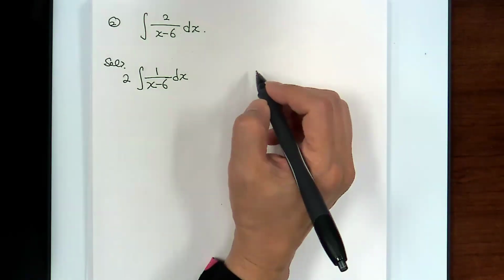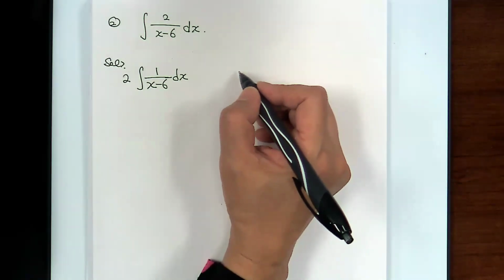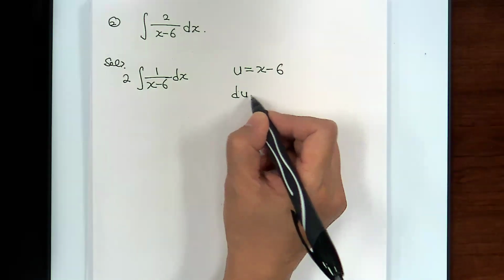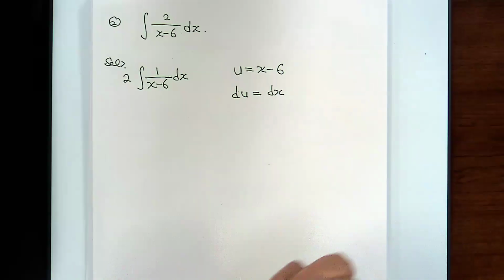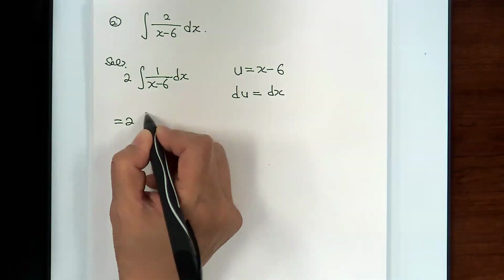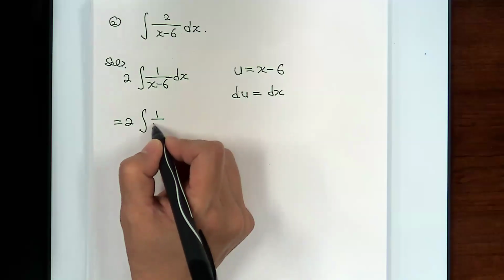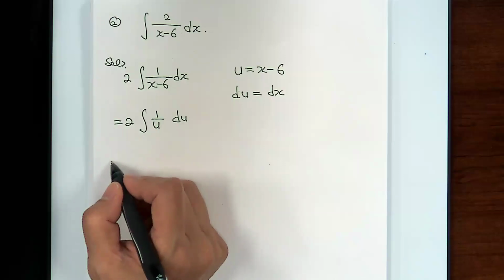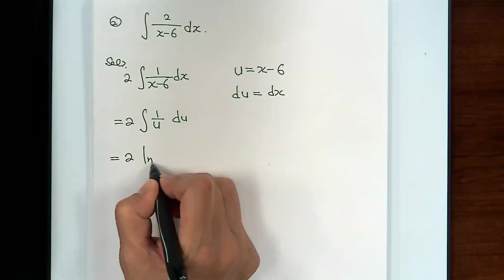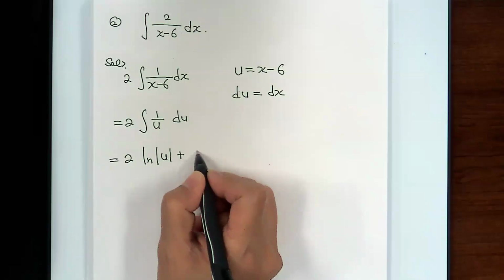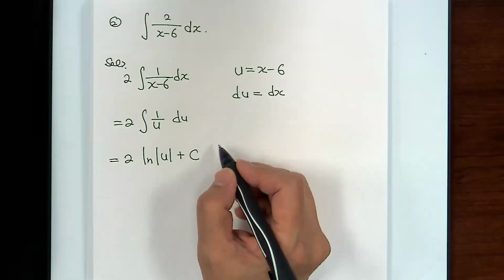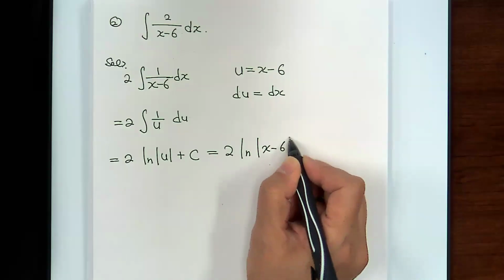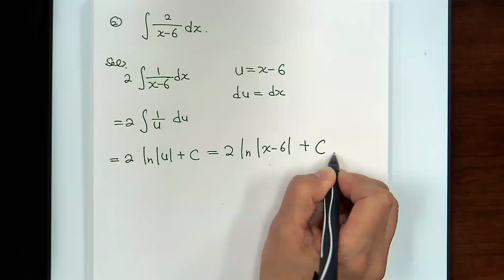I said we will put u equals x minus 6 and du will become dx, right? So it'll be 2 times integration 1 over x minus 6 is u, dx is du. So that is 2 times natural log of absolute value of u plus c. And that is 2 times natural log of absolute value of x minus 6 plus c.